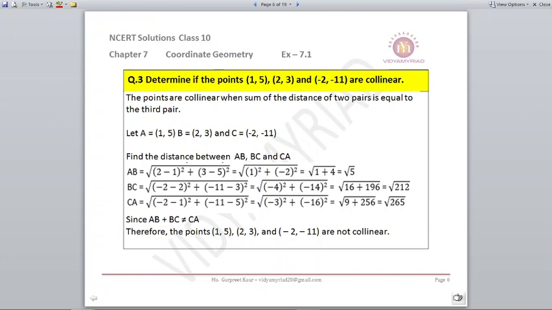When we use AB, after solving, it comes out to be root 5. When we use BC, after solving, it comes out to be root 212. And for CA, it comes out to be root 265. And according to this information, AB plus BC is not equal to CA. So that means these points are not collinear.